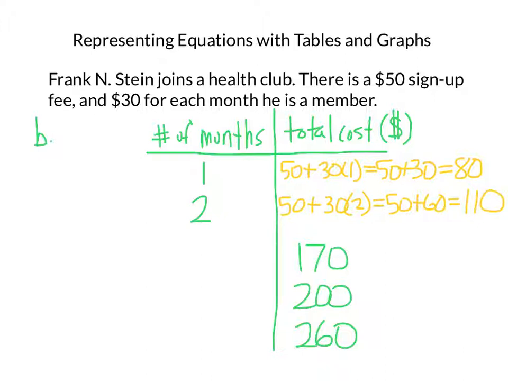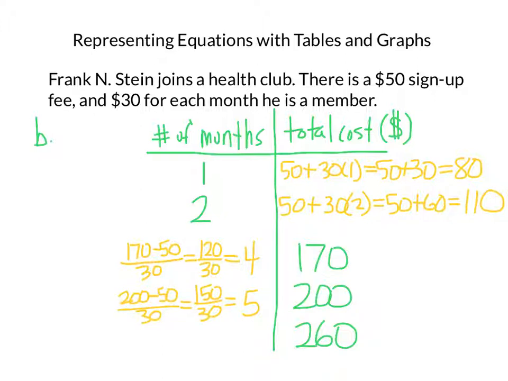For 170, well, now what we need to do is do 170 minus that $50 and then divide it by 30. So that's 120 divided by 30. So 4 months. If he has spent $170 total, he has been a member for 4 months. For 200, we subtract the 50, divide it by 30, and get 5 months. For 260, the same thing. So if he spent 260, he's been a member for 7 months.